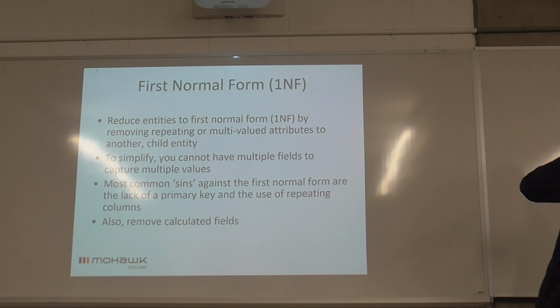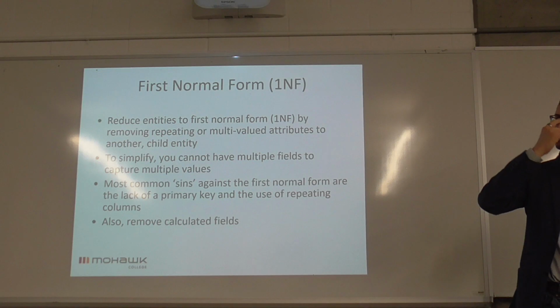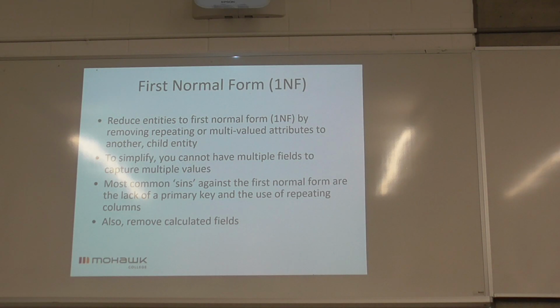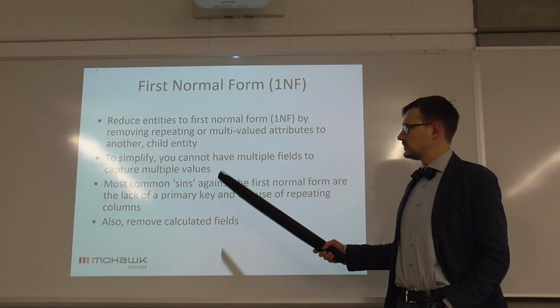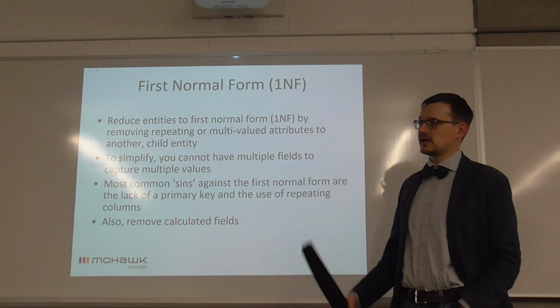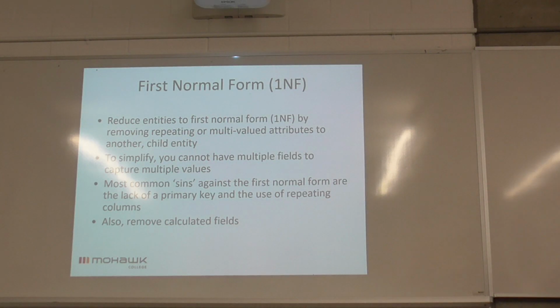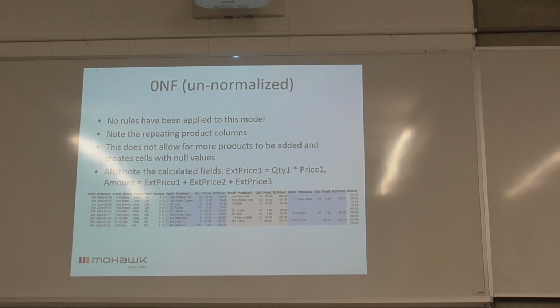So, the very first thing that we do to achieve first normal form is to remove repeating or multi-valued attributes to another entity. You cannot have multiple fields to capture multiple values. Let me show you some data. Ooh, that's very small.